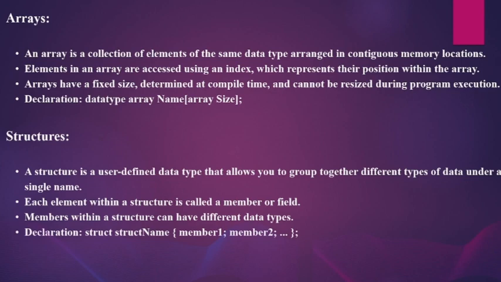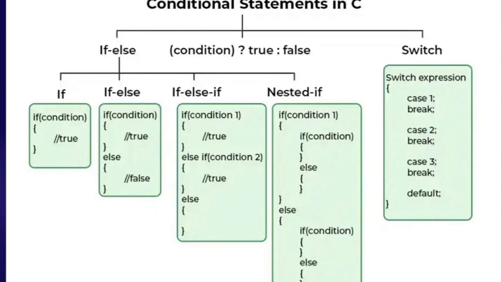The structure. A structure is a user defined data type that allows you to group together different types of data under a single name. Each element within a structure is called a member or a field. The members within a structure can have different data types. Declaration of a structure includes struct name, in curly braces, member 1, member 2 and so on.